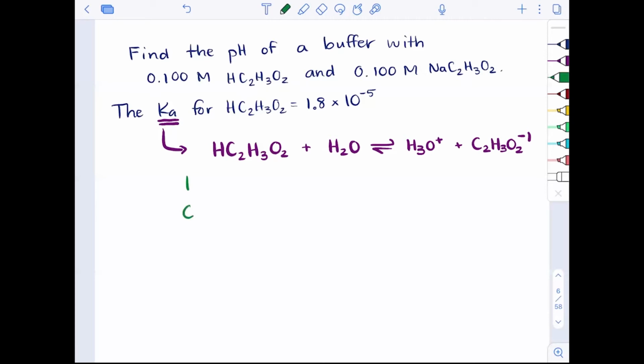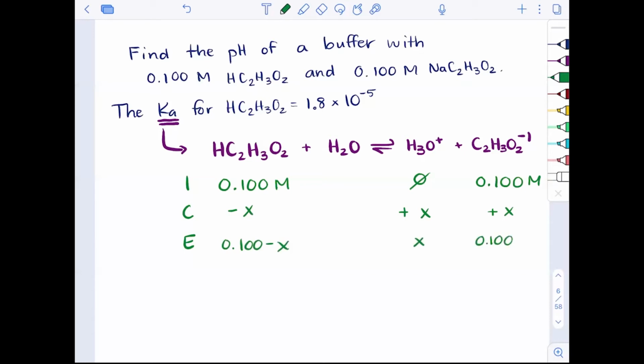Now, the only difference from what we were talking about previously in chapter 16 is that for our ice table, we have 2 starting concentrations. We have 0.1 molar of acid and 0.1 molar of conjugate base. We will assume that we start with 0 H3O+. Because there is a 0 on the product side, our change for the product will be positive, our change for the reactant will be negative, and we will go through our typical ice table. The only difference again is we have 2 starting concentrations.